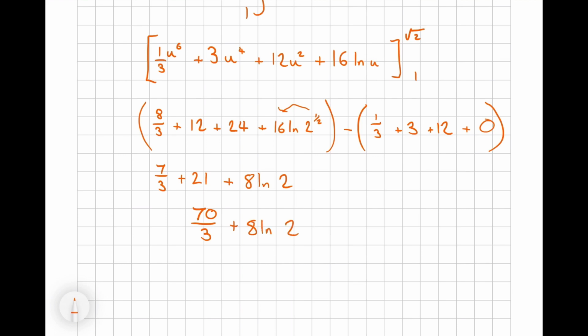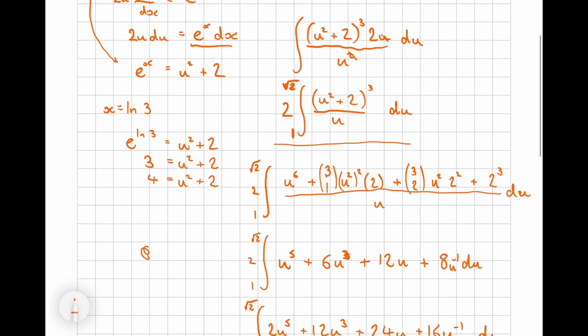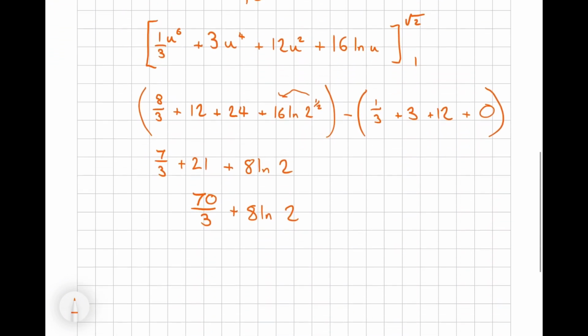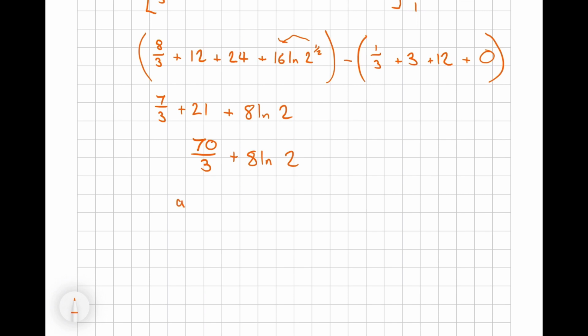And if I look back to what this question wanted at the start, I think it wanted it in terms of A, B, C, and D. So A is 70, B is 3, C is 8, and D is 2.